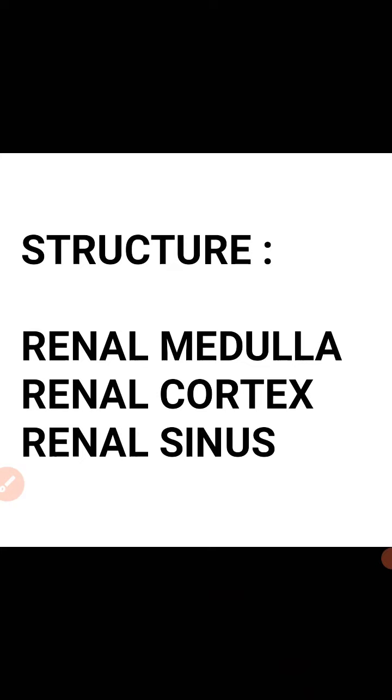The renal pelvis further divides into 2 to 3 major calyces, which in turn divide into 7 to 13 minor calyces, and each minor calyx ends in an expansion which is indented by 1 to 3 renal papilla.